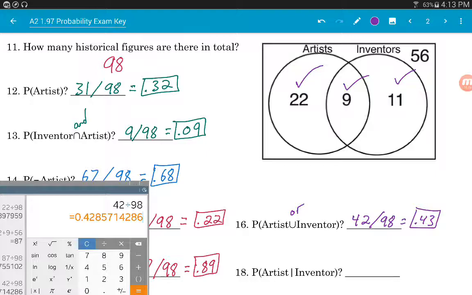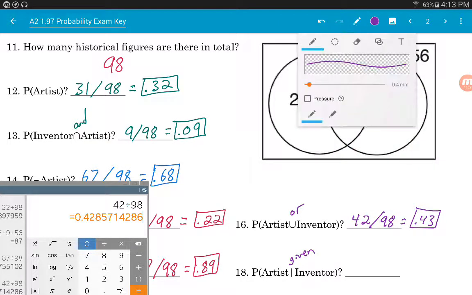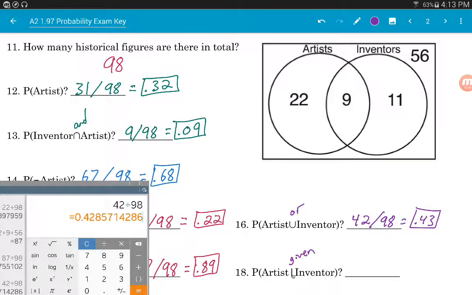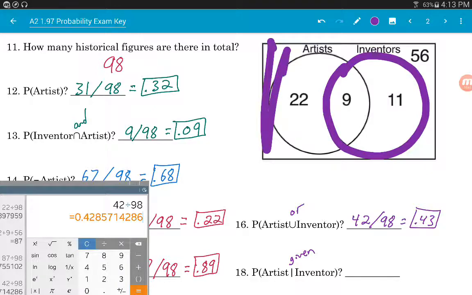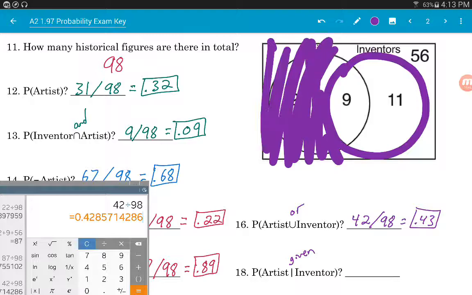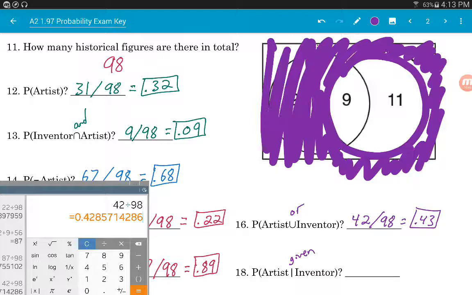And lastly, artist given inventor. So that line, if you've forgotten, is a given. So we're given that the person that we're talking about is an inventor. We are only interested in inventors. I actually want to make that line even bigger. Everybody else doesn't matter now because we were given that the person is an inventor. They're not artists. They're not these outside people. They are only the inventors.